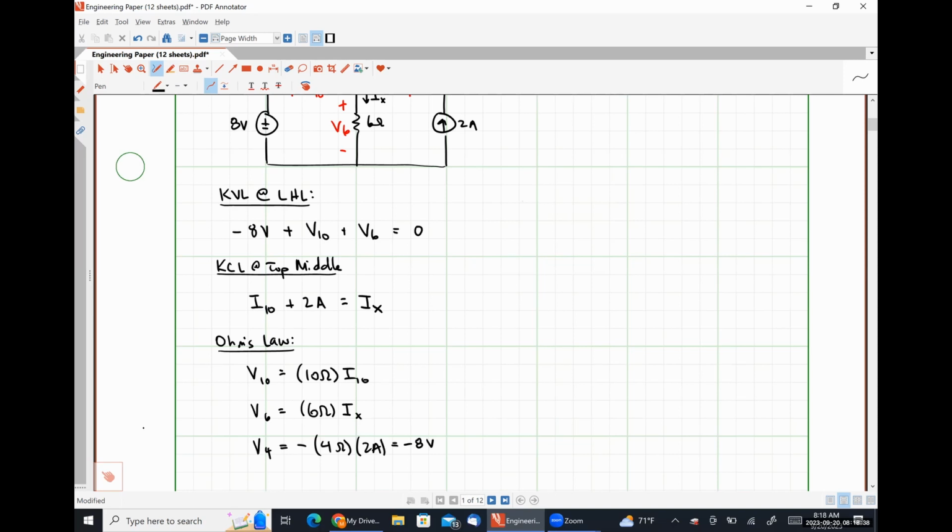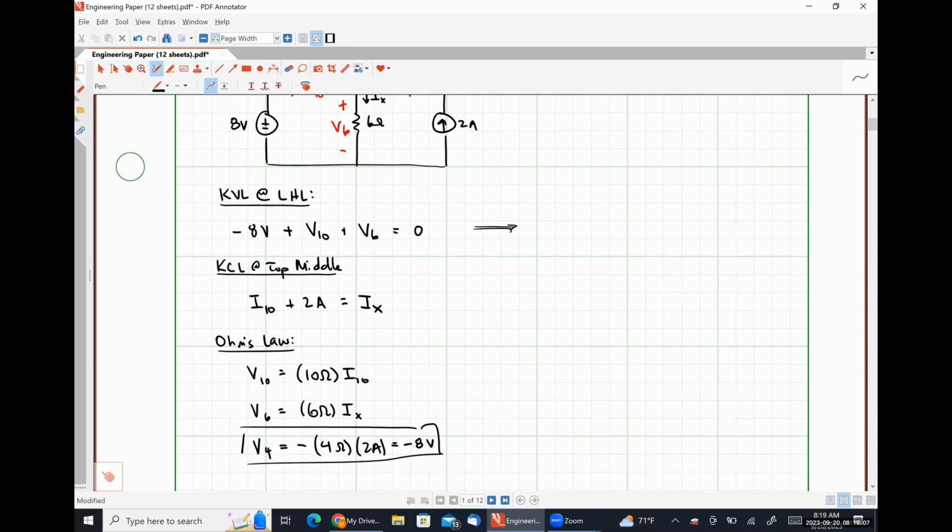So I'm now up to 5 total equations, and only 4 unknowns. So I've kind of overspecified things here. So realistically, we're not even going to have to use this one right here at all for setting up this system, right? So what I'm going to do is substitute my Ohm's law relationships into this KVL equation.